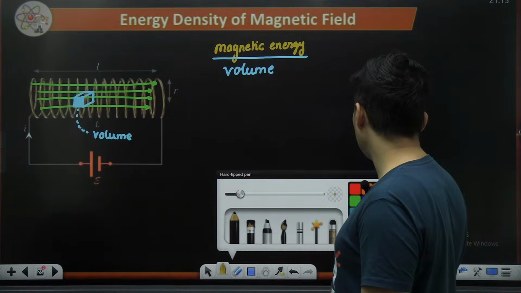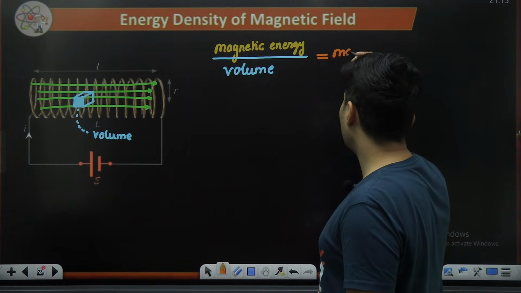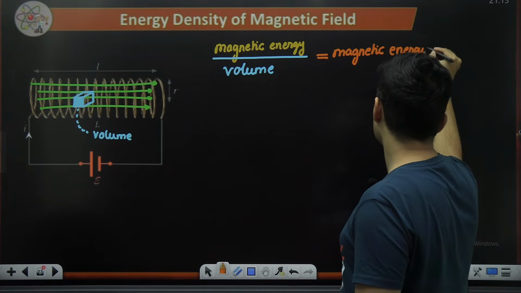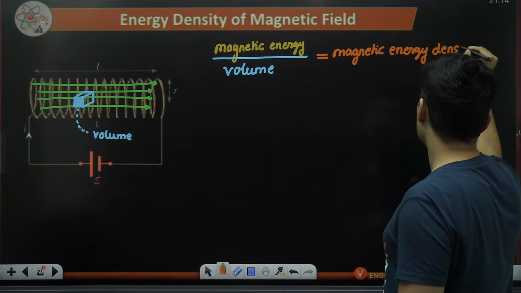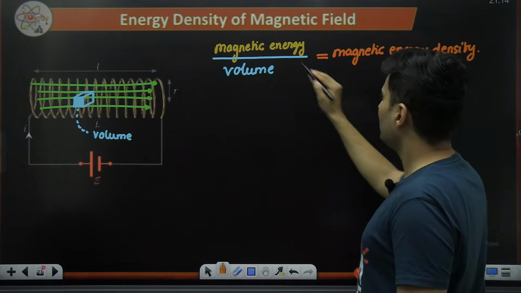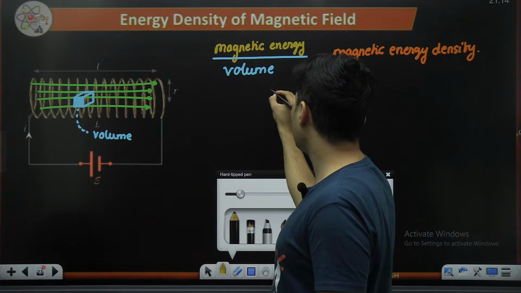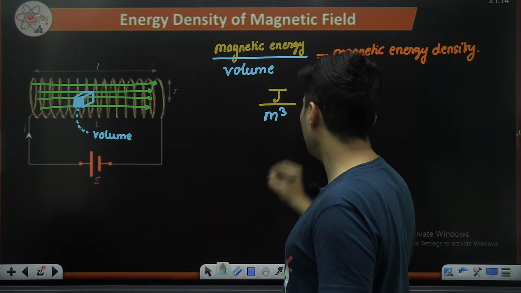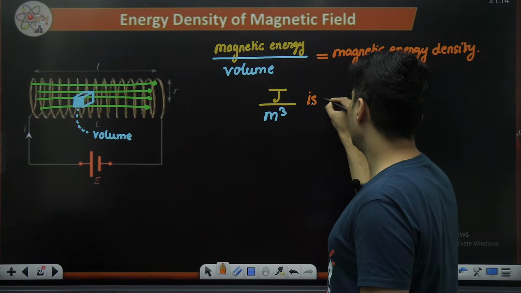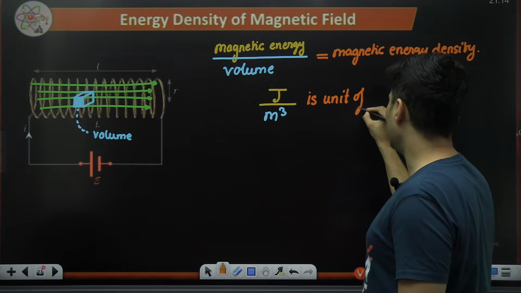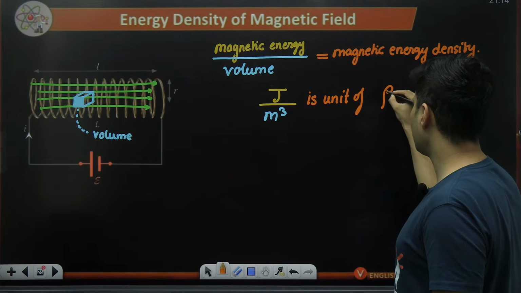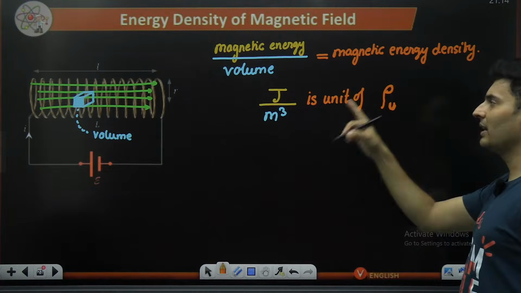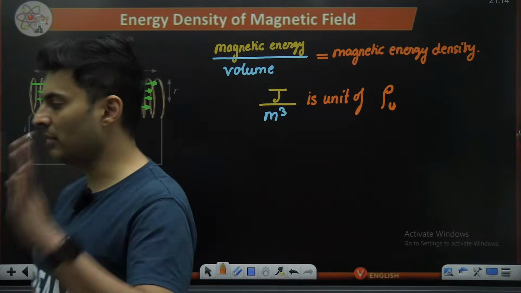that is then called the magnetic energy density. Now, unit wise, it is very simple. See, magnetic energy will be obviously in joules and volume will be measured in meter cube. So, joule per meter cube is the SI unit of magnetic energy density. Density symbol is rho, energy I'm using U. So, rho U is the symbol of magnetic energy density, joules per meter cube.